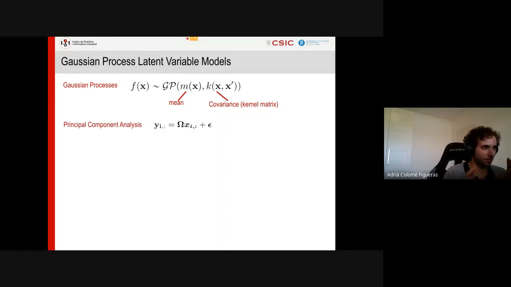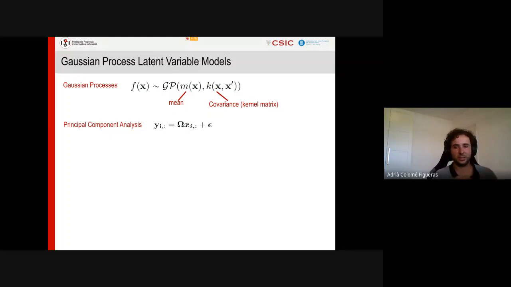And so let me tell you where these Gaussian process latent variable models come from. I already talked about principal component analysis. So basically, you have the state y_i, where i represents the i-th data point, and this is the linear projection matrix omega times the latent space value x_i for sample number i, in all the dimensions, of course, plus some noise.